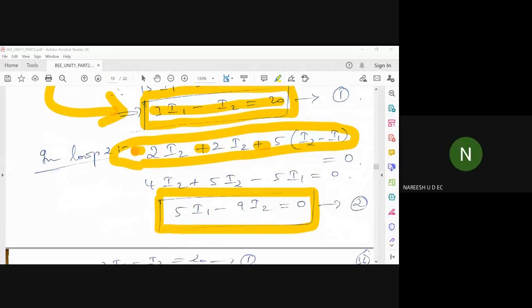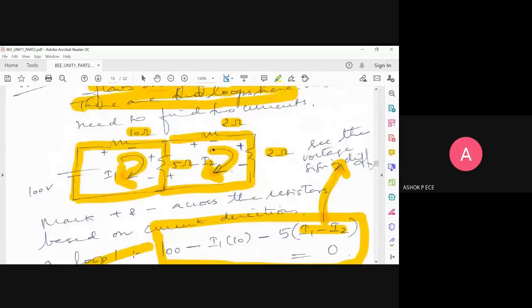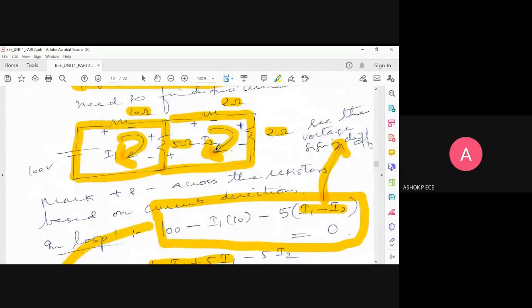Sir, can you explain one more time for clear the loop 2 equation also? See, loop 2 first, you see there is no voltage source, correct? So no plus some voltage will not come here. So you have to directly start from the resistance.